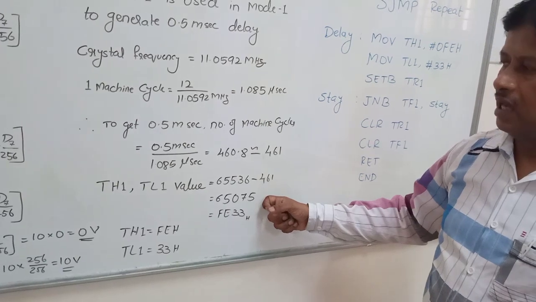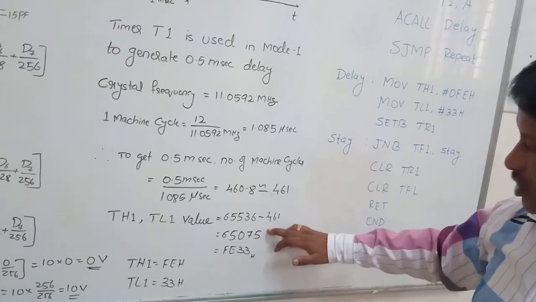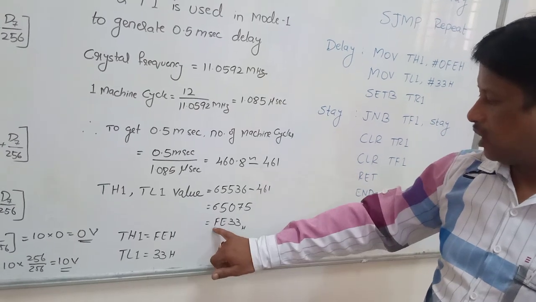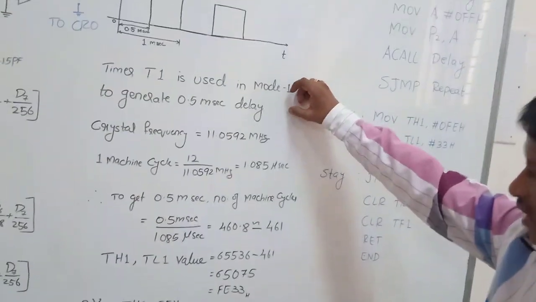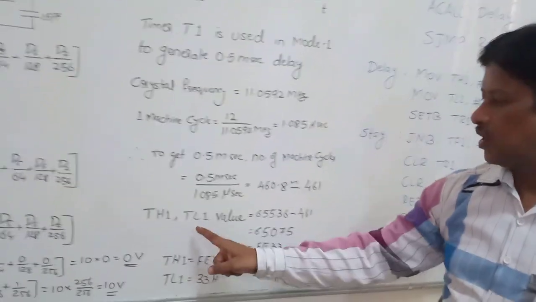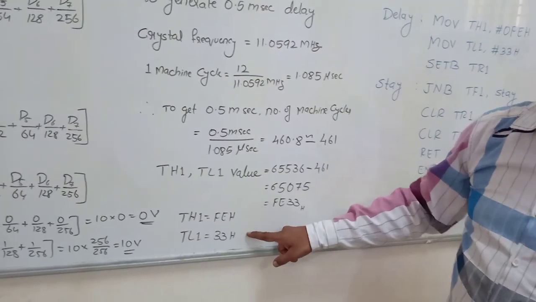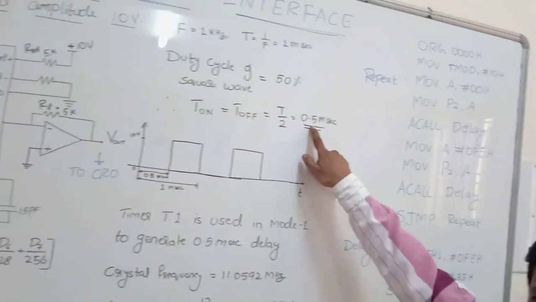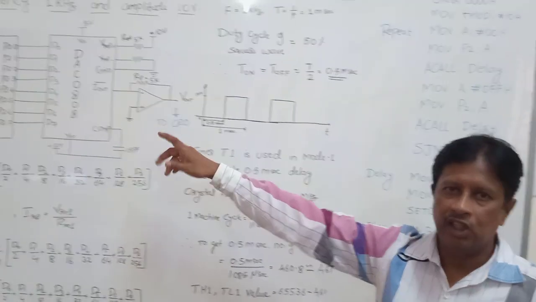But this is a decimal number, which I cannot directly load. So I convert this decimal number into hexadecimal. If you convert it, you get FE33. Since I want a delay of 0.5 milliseconds, the values that should be stored in TH and TL are FE and 33. So I will be storing FE and 33 in the TH and TL registers, so that I can get a delay of 0.5 millisecond. This is about the calculation, and how we have to interface the 0808 to the 8051, those things we have seen.